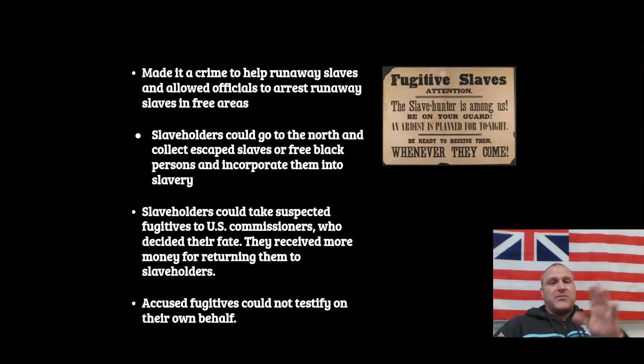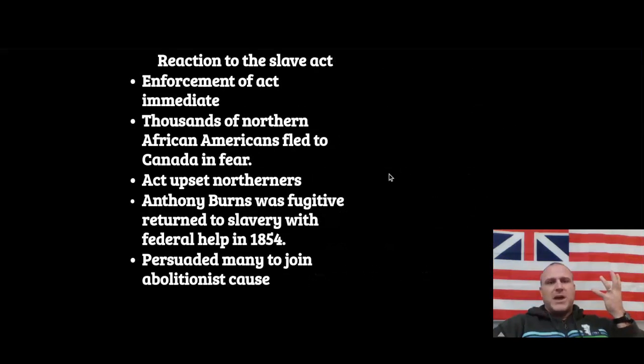The fourth and last thing, the real big sticking point of the Fugitive Slave Act, is that it made accused fugitives unable to testify on their own behalf. So now they couldn't even testify in a court of law. This made it really hard for Northern abolitionists to help free slaves coming from the South. The famed Underground Railroad had to keep moving north and north and north. I mean, the enforcement was immediate.